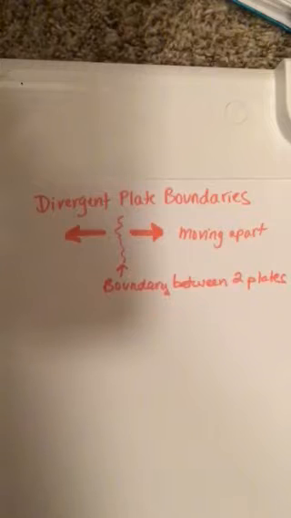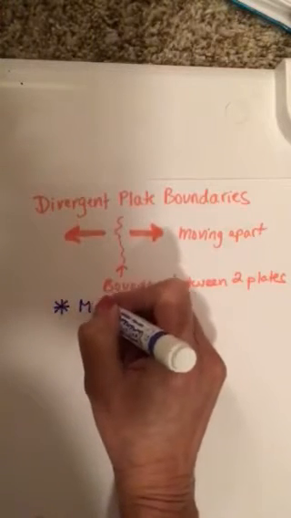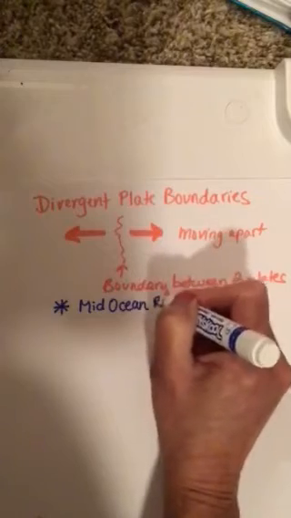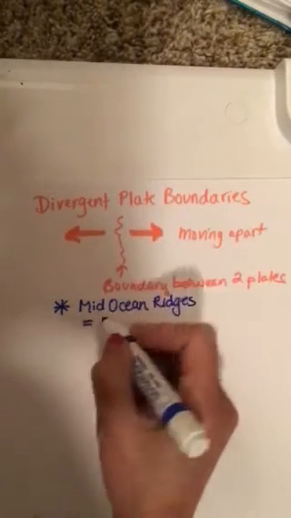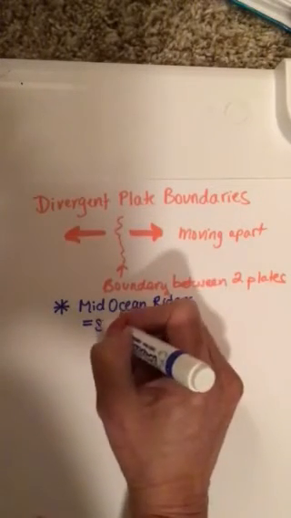And our first example is going to be mid-ocean ridges. So this is occurring along mid-ocean ridges. And this is also known as what Harry Hess and Fred Vine called seafloor spreading.